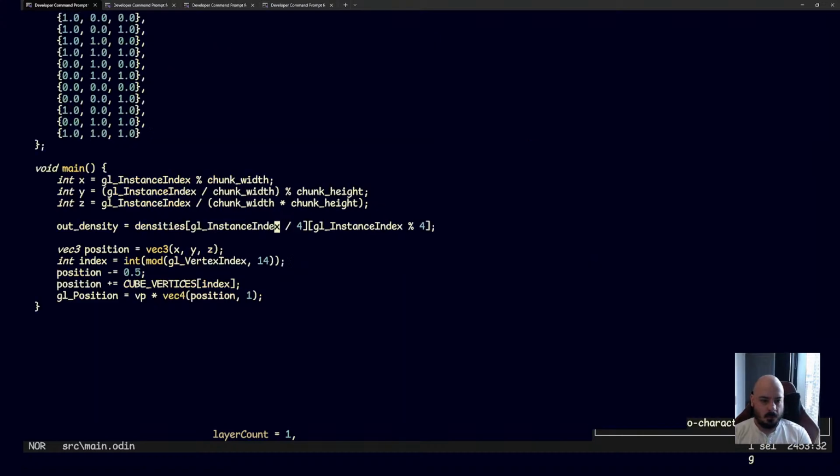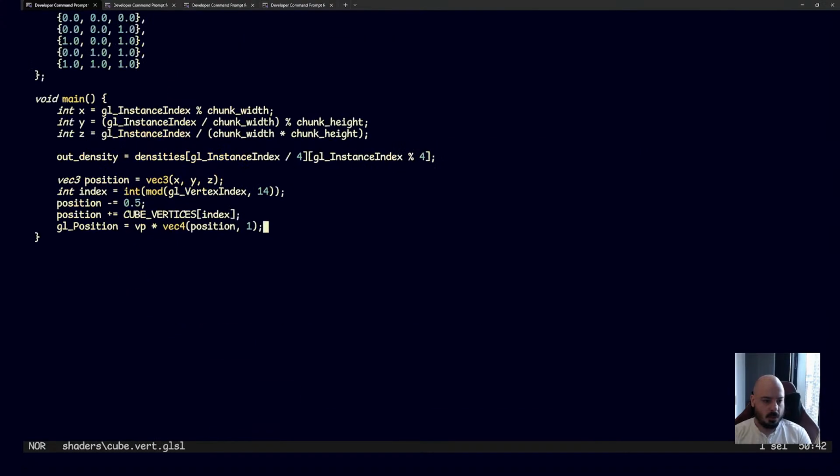Okay, the reason it's blue, I don't know. Let's see if we can change the size though. So, how do we scale down the cube? I guess we multiply it by a scaled model. Is that right?